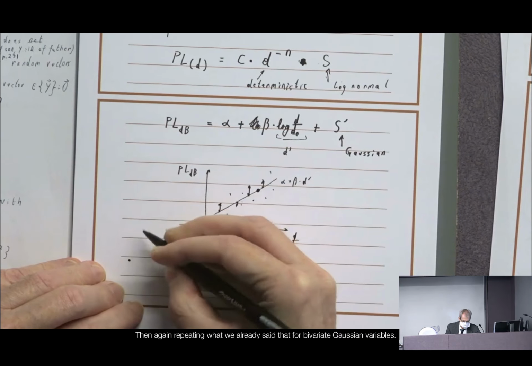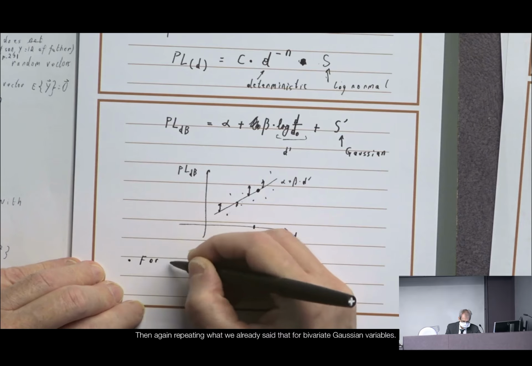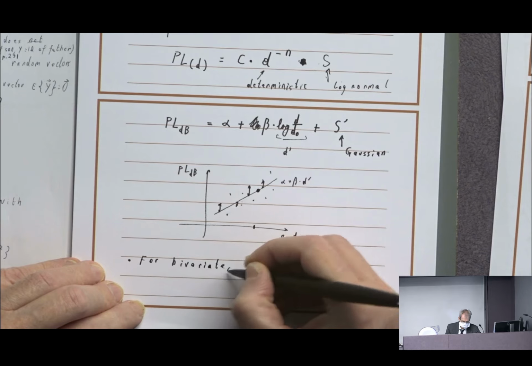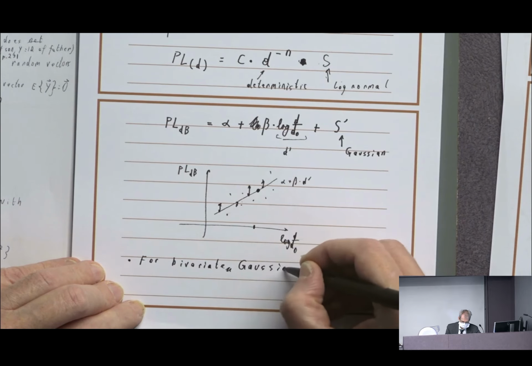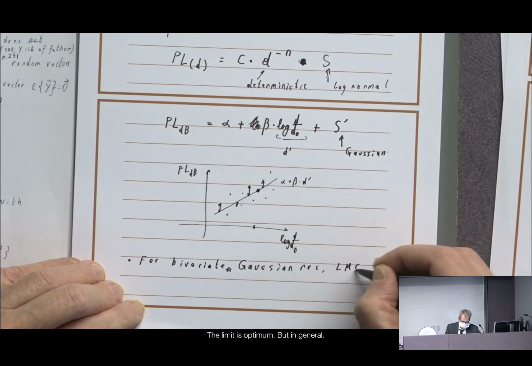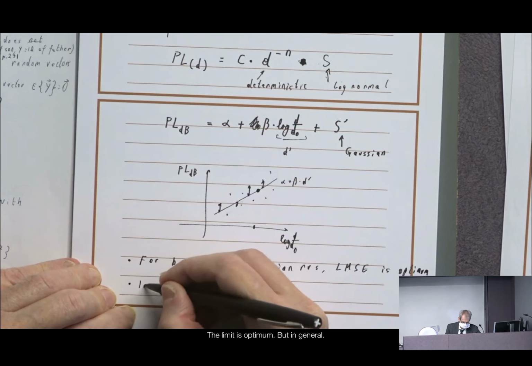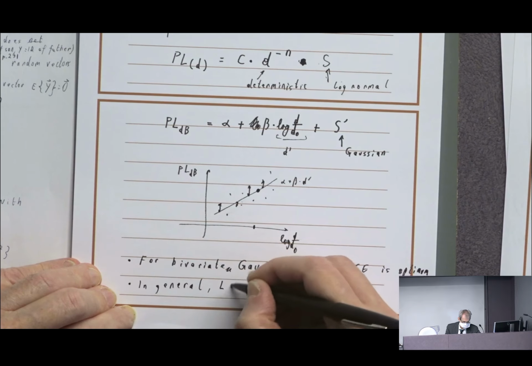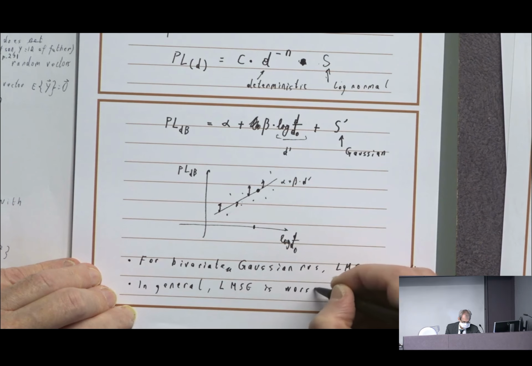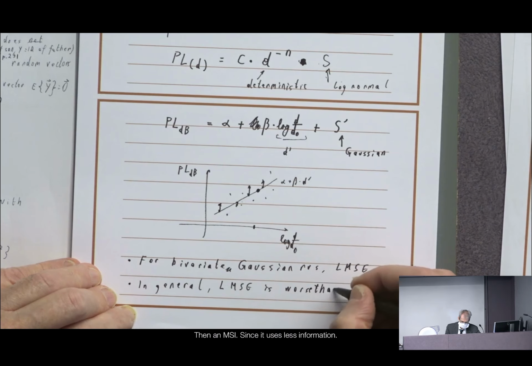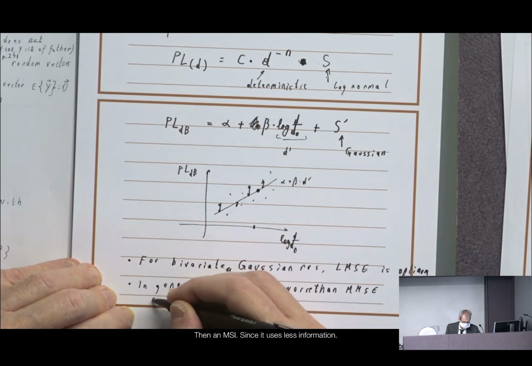Then, again, repeating what we already said: for bivariate Gaussian variables, LMSE is optimum. But in general, LMSE is worse than an MMSE, since it uses less information.